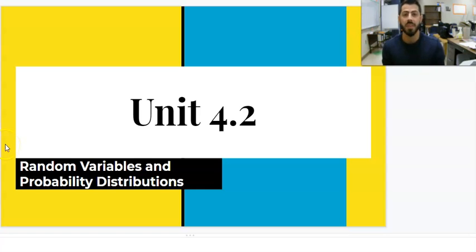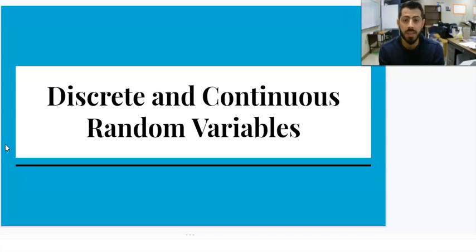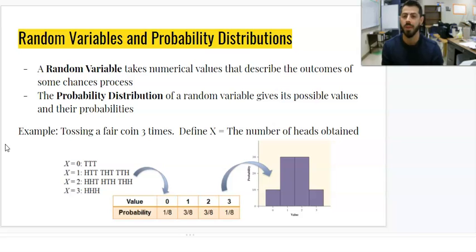Random variables and probability distributions. Let's start off by talking about discrete and continuous random variables. First of all, what is a random variable? A random variable takes numerical values that describe the outcomes of some chance process.